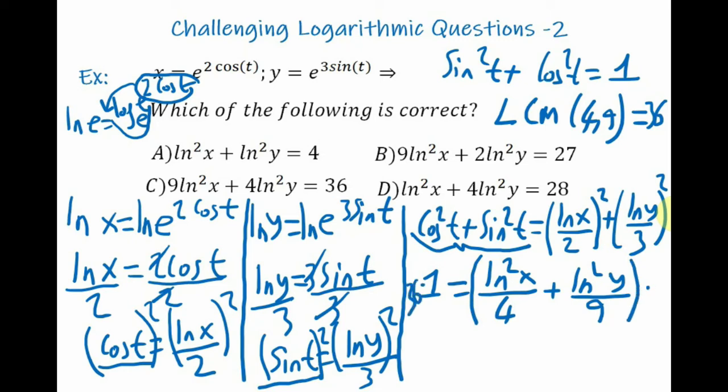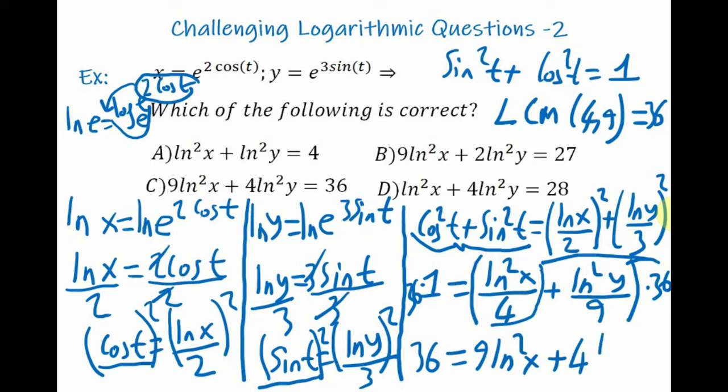36 times 36. And if I distribute this, the left side is, of course, 36, and the right side is, if you multiply 36 by the first term, 4 is going to cross out 36, and 9 is left over, so it's going to be 9 ln square x plus, and then if you divide 36 by 9, I'm going to have 4, so it's going to be 4 ln square y, and that is equal to, guys, c.